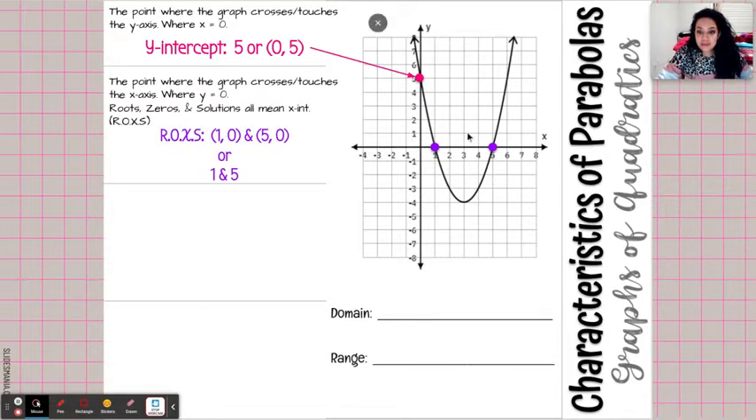So the ROCS of this parabola here are (1, 0) and (5, 0), or just 1 and 5, depending on how it's asking for the answer. I'm going to draw my arrow pointing to both of my x-intercepts. So again, when you refer back to this, you know exactly where they're at.